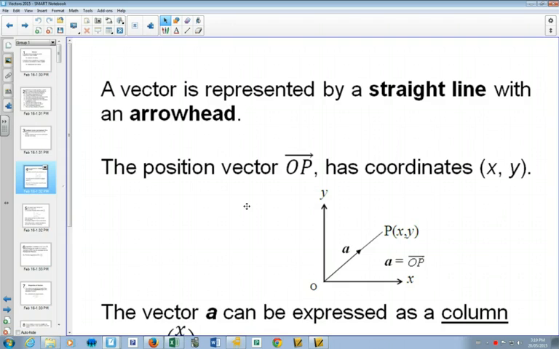So the way that we write a vector is with a straight line and an arrowhead. Sometimes that arrowhead, like in this one here, is in the middle. Sometimes you have the arrowhead on the end. Doesn't really matter. So there we have a position vector. Now with a position vector, it always starts at the origin. And it's a way of measuring things from the origin to where the point is.